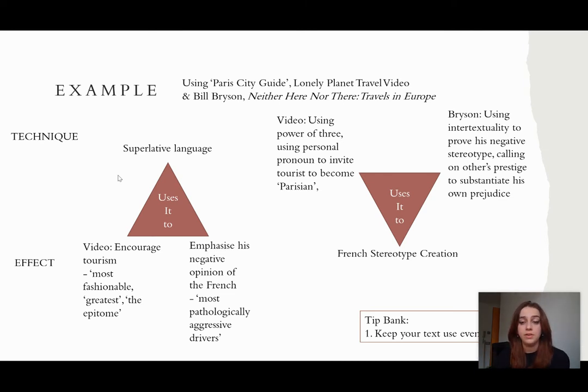Bryson, however, calls upon somebody else. He calls on Christophe Hibbert's words from the Grand Tour to confirm his own stereotype about the Parisian being bad drivers. He's directly using intertextuality to substantiate his own argument. So in this case, make sure to stress that these different or similar techniques produce these different meanings and reception.